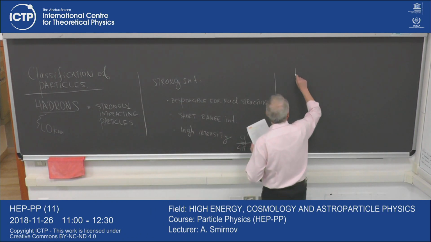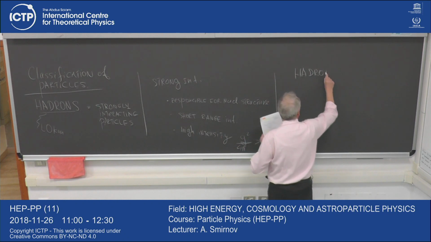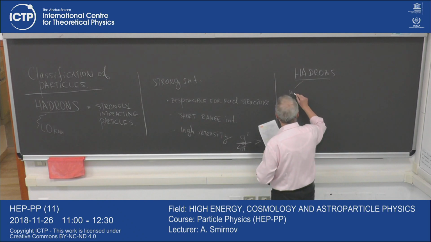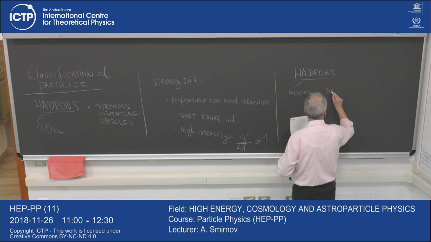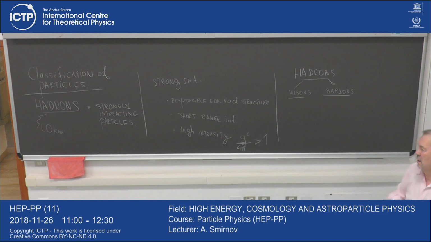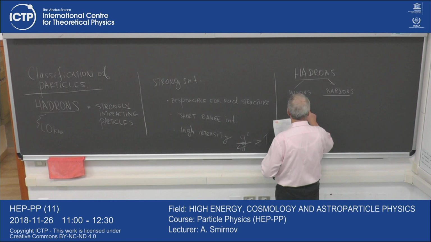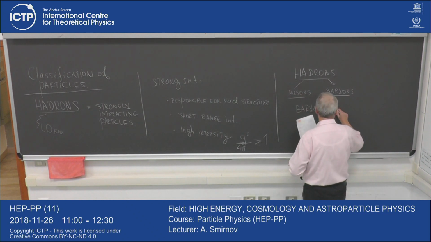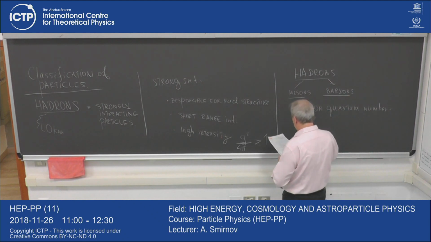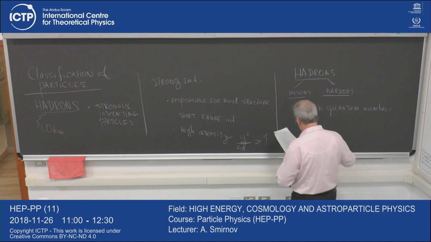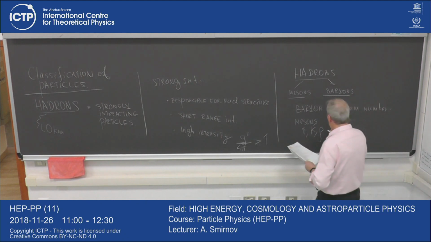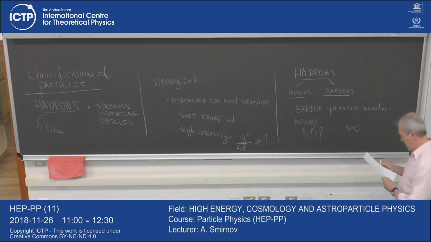Now, hadrons are classified in the following way. There are mesons and baryons. And they differ by a new quantum number, the baryon quantum number. Let me start with mesons. Examples of mesons are pi and K mesons, which we have discussed, but also rho mesons, which have spin 1. And they have baryon number 0. So we ascribe baryon number 0 to these particles, and these are mesons.